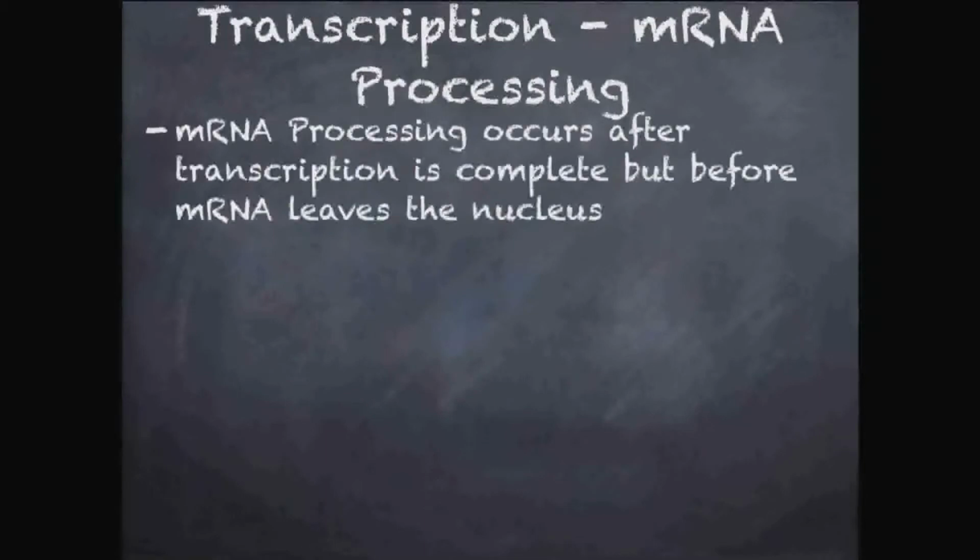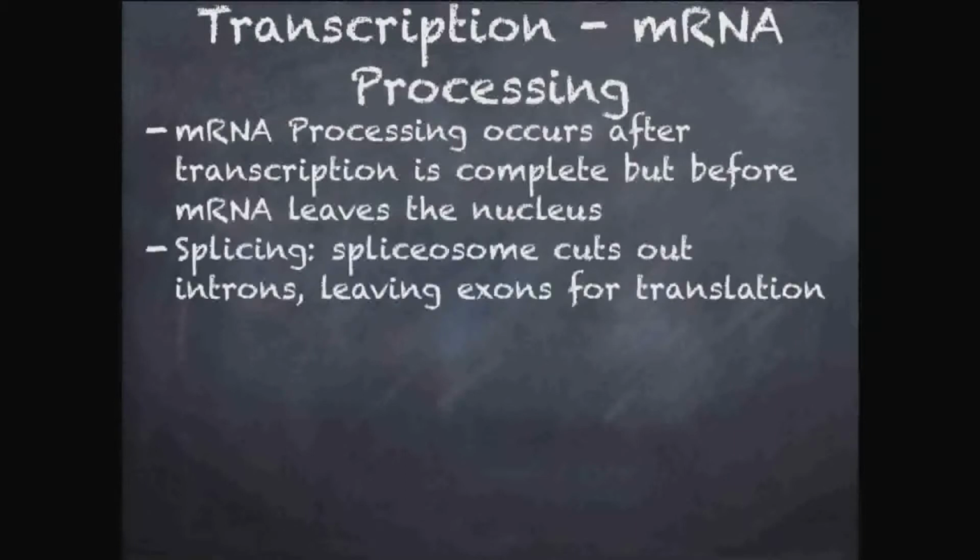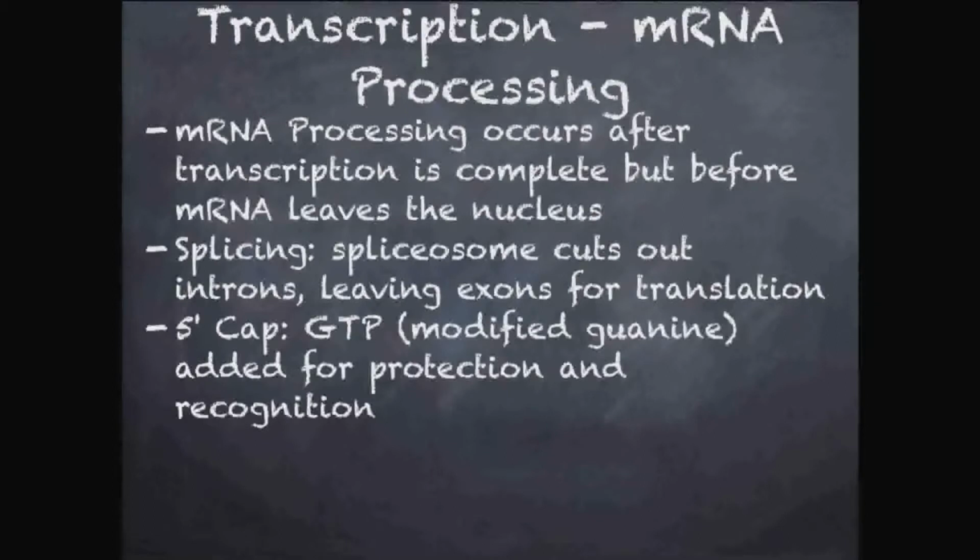So again, just talking about processing. It occurs after transcription, but before the mRNA leaves the nucleus. Spliceosomes are proteins that cut out introns, leaving exons for translation. Remember, introns and exons are different segments of DNA that we either want to keep or don't want to keep. And then we have a guanine cap, a modified GTP cap, so it's guanine and phosphates. That's on the 5' end.